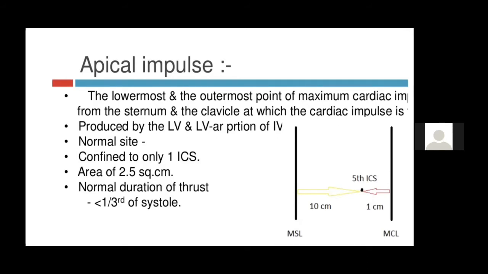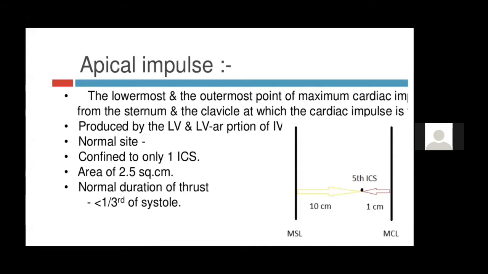Normally the apical impulse is formed by the LV part of the interventricular septum. The interventricular septum has the RV part and the LV part, and it is the LV part which forms the apex. A normal apex is located in the fifth intercostal space on the left side, about 10 centimeters from the mid-sternal line, and it should be 1 centimeter within the mid-clavicular line. These are the general basics which all of you know. And the normal apex is usually an LV type of apex.